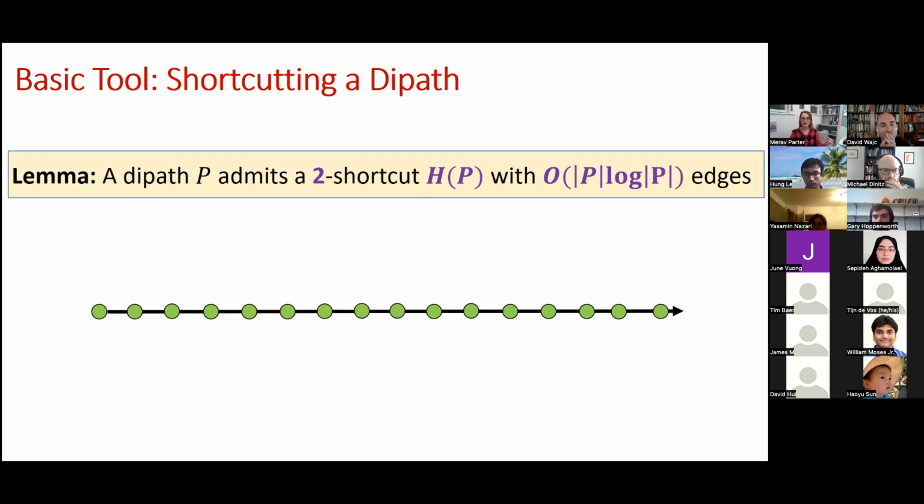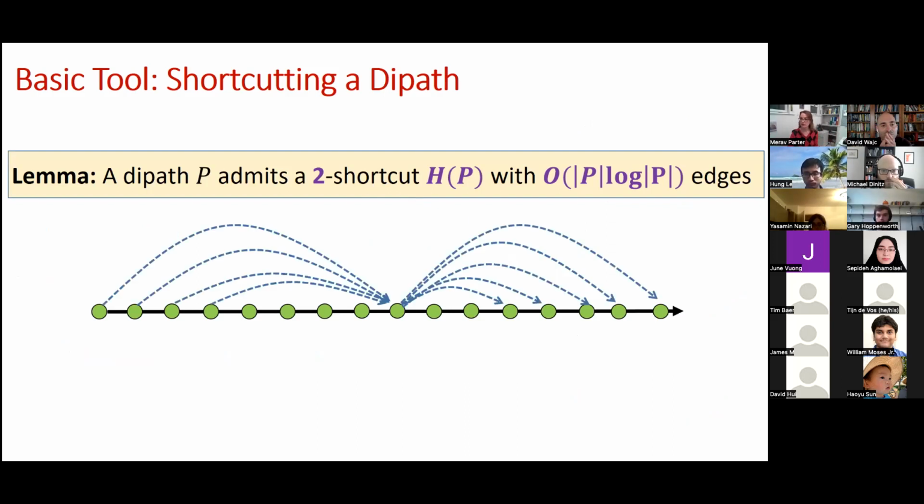Look at the path and pick the middle point on the path. And then just add edges from every vertex on the first half to the midpoint, and from the midpoint to every vertex on the second half. So I'm just adding at that point a linear number of edges. And you can already see that if I have two nodes, one in the first half and the other in the second half, their distance is now 2, because they go through the midpoint.